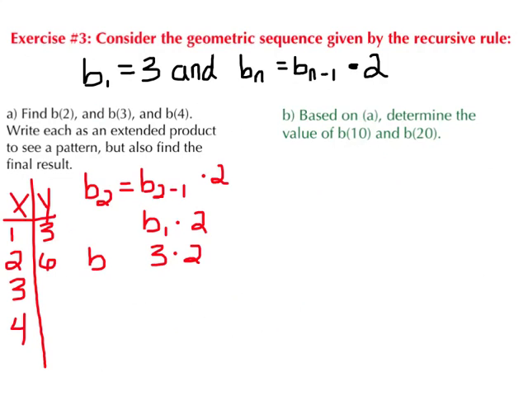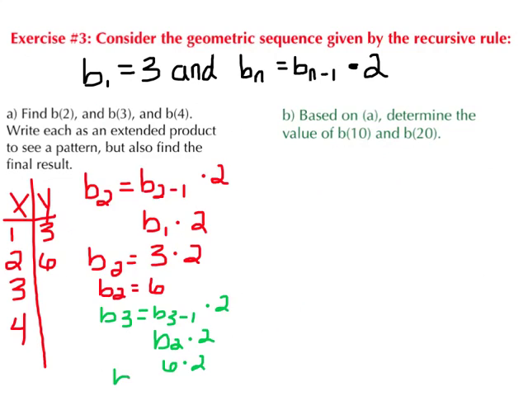b sub 2 equals 6. And we continue that. And I'll do it in a different color just so you can see it. b sub 3 equals b sub 3 minus 1 times 2. 3 minus 1 is b sub 2 times 2. b sub 2 is 6 times 2. b sub 3 equals 12. I would like you to use this pattern and go ahead and find b sub 4 on your own. Hit pause and do that now.